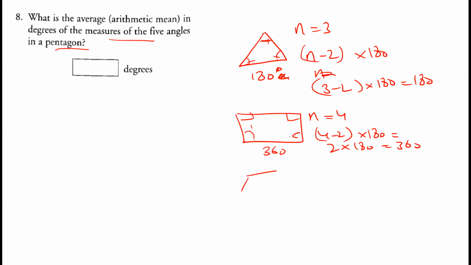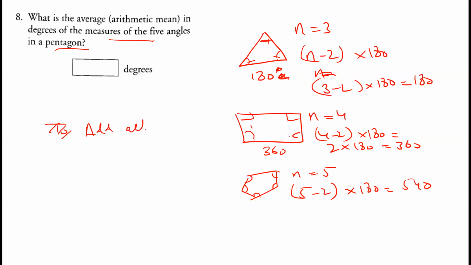And now if we have a pentagon, so 1, 2, 3, 4, and 5. So if you want to add all these angles, we need to find out the number. So n is 5. So 5 minus 2 into 180 would be how much? So 5 minus 2 is 3. So 3 into 180 is 540. So we know that in a pentagon, if we add all the angles, we are going to get 540 degrees.